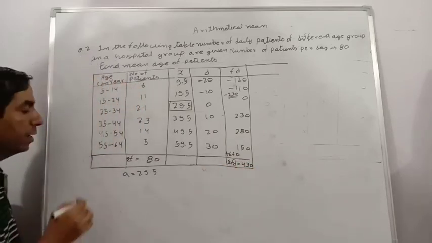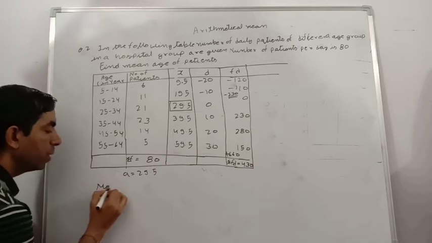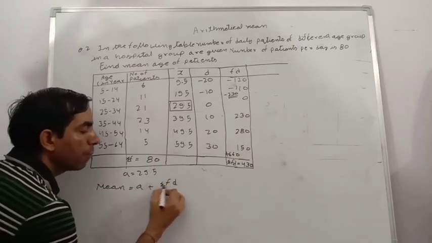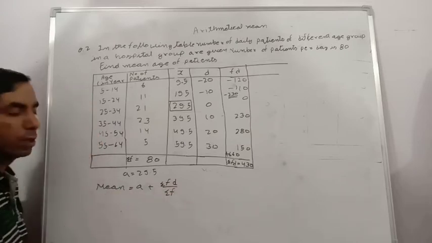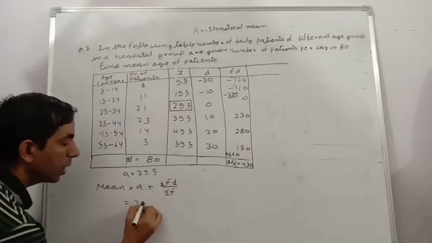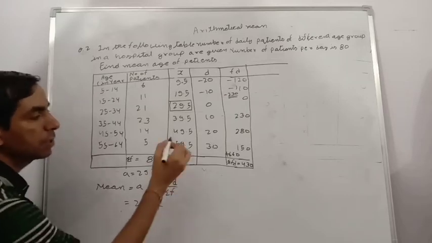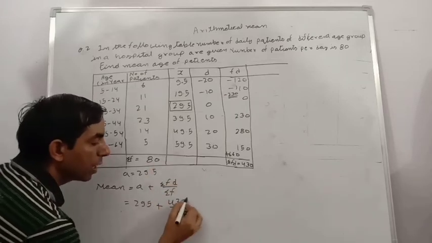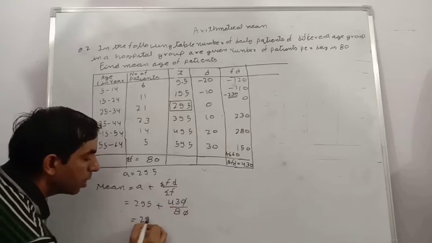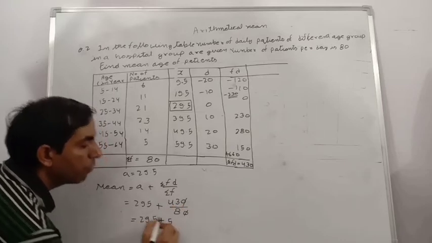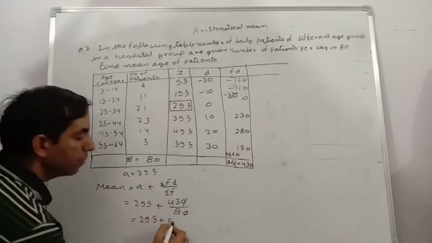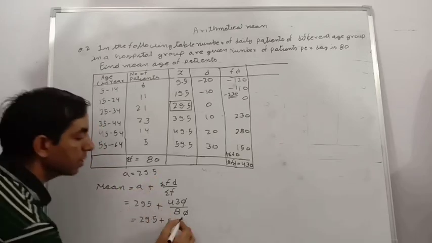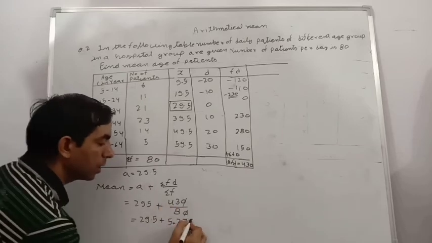So finally, we get summation of fd is equal to 430. So use the formula of mean: a plus summation fd upon summation f. So write the values: 29.5 plus summation fd 430 upon 80. Zeros are cancelled, then divide it. 8 5s are 40, 3 remaining 30. 8 3s are 24, 6 remaining 60, 8 7s are 56, 4 remaining, 8 5s are 40.